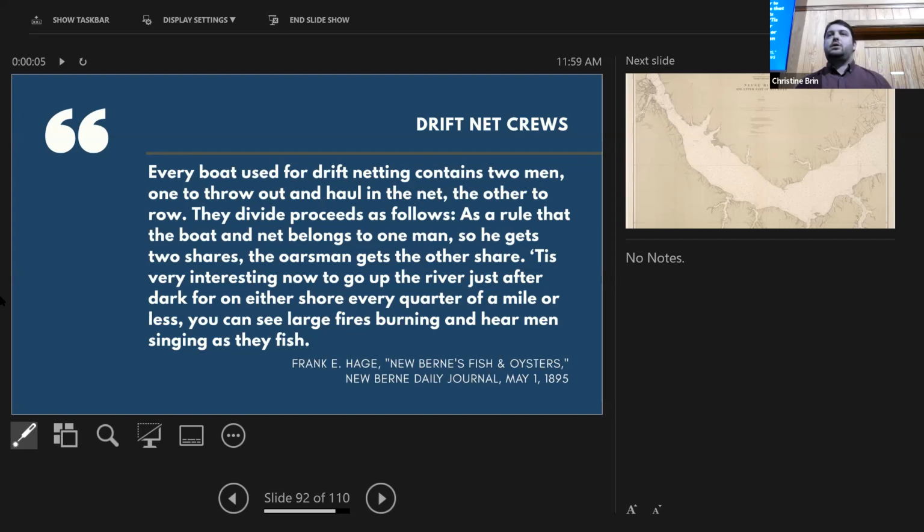So it's a great picture that the author here has painted for us. Not only does he tell us how these nets are being fished and how they're dividing the profits from their fishing, but also this is taking place at night. It's not taking place during daytime. And you've got all these bonfires and everyone's just singing as they fish, all these shanties and stuff.